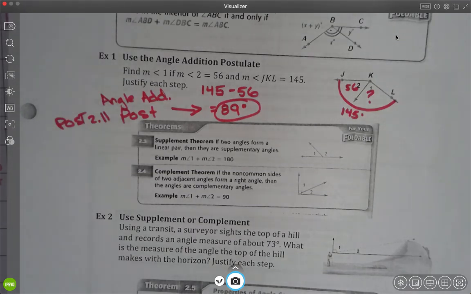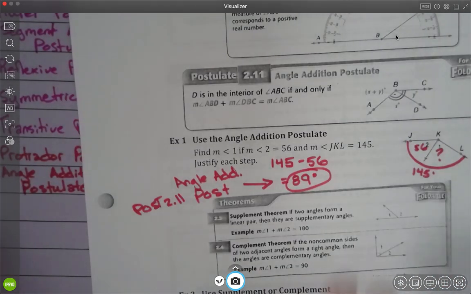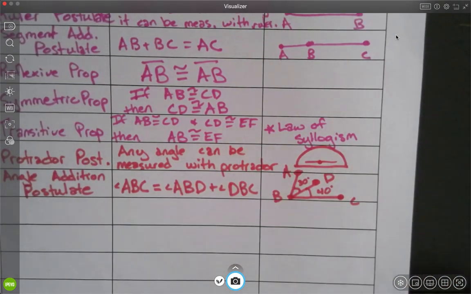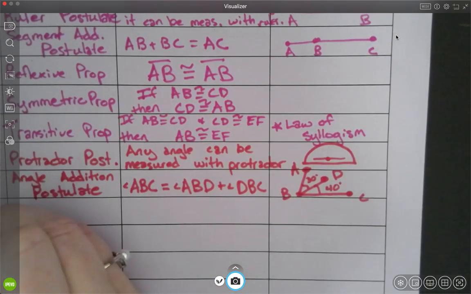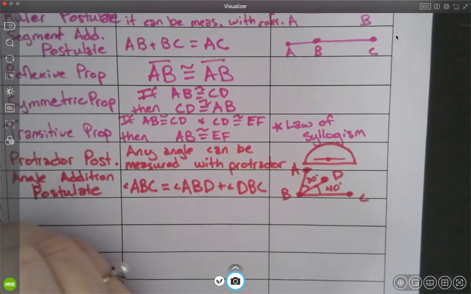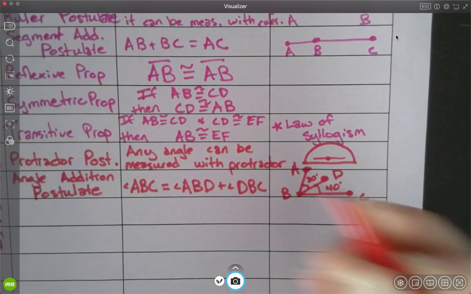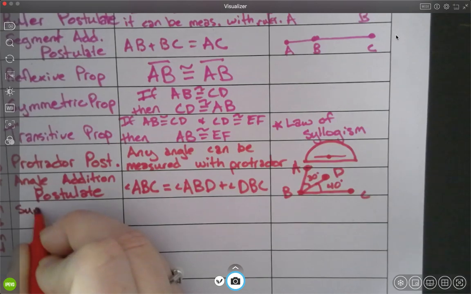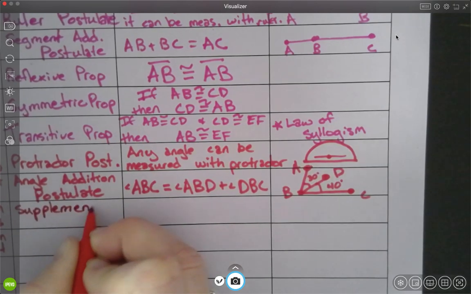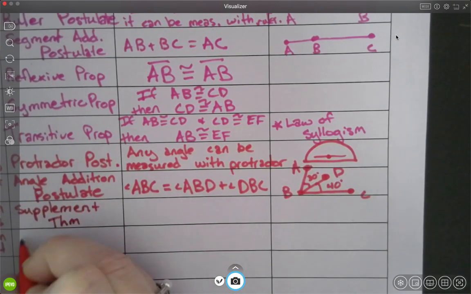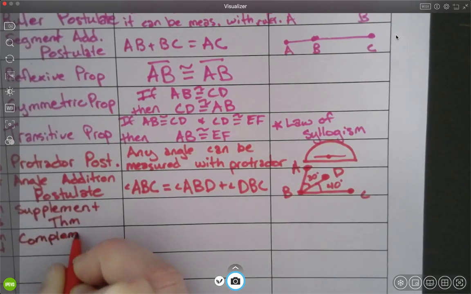We have the supplement theorem and the complement theorem. This you guys already should know, right? Supplement, I've kind of drilled into your brain. And complement, same way. Supplement theorem. This is theorem 2.3 and theorem 2.4. Supplement theorem, complement theorem.